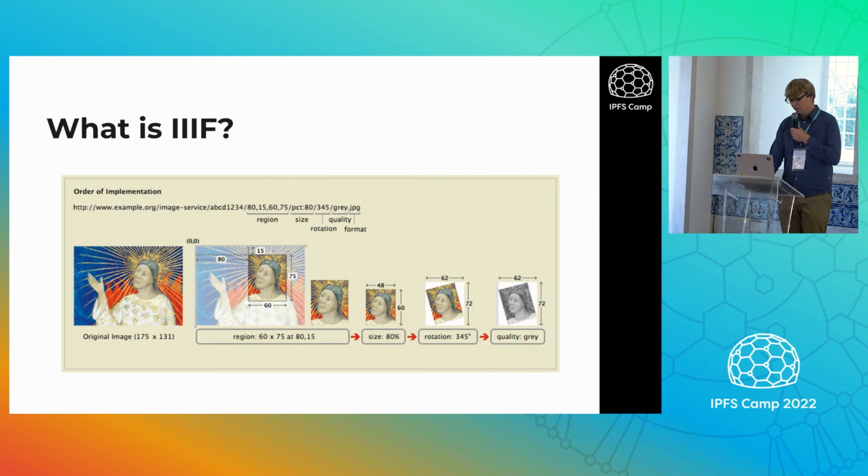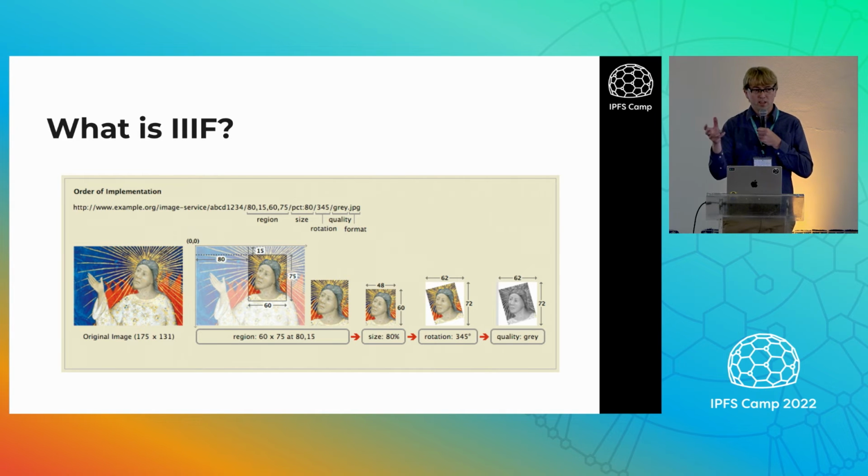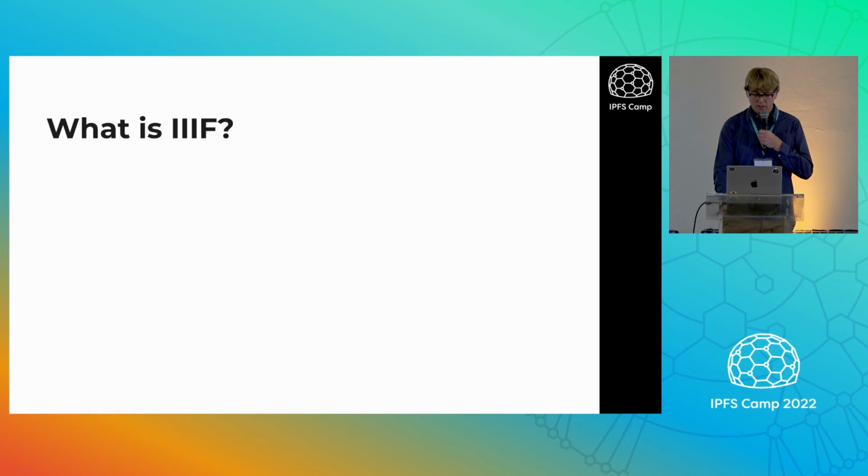And this is the image API. So what IIIF innovated is using URLs to define tiles within images or regions of images. So you can see here it's taking the original image and then it's addressing a region of it and then it's scaling it. And you can also optionally rotate and get at different levels of quality as well.